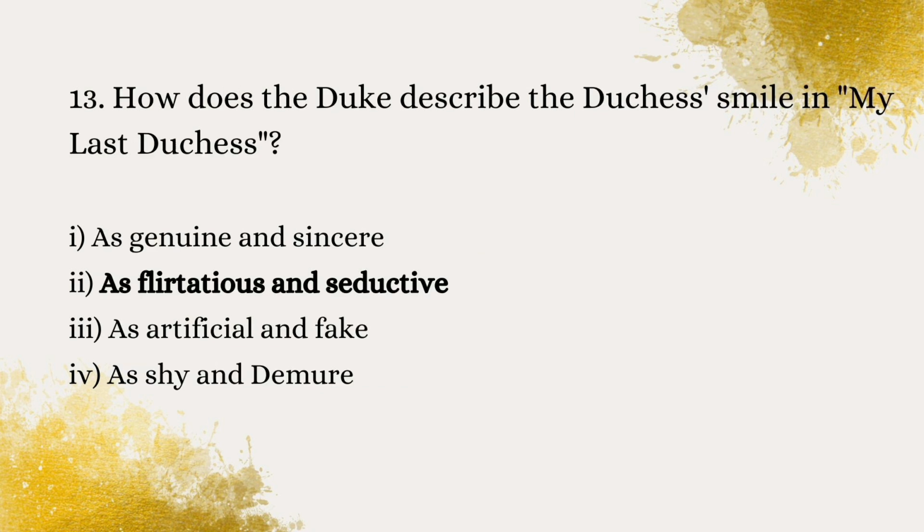Question number 13. How does the Duke describe the Duchess' smile in My Last Duchess? The options are, first, as genuine and sincere, second, as flirtatious and seductive, third, as artificial and fake, and the last option is as shy and demure. The right answer is the second one, that is, as flirtatious and seductive. And this is how we find that the Duke ultimately misunderstood the Duchess' smile. The Duke always wanted the Duchess' smile to be shy and demure.